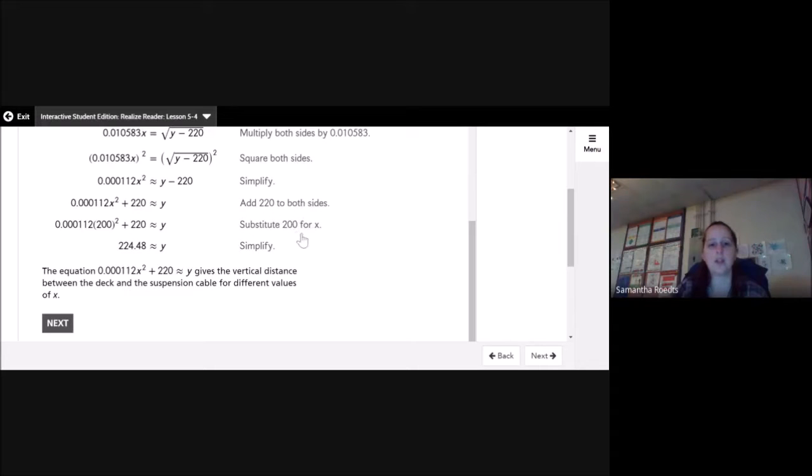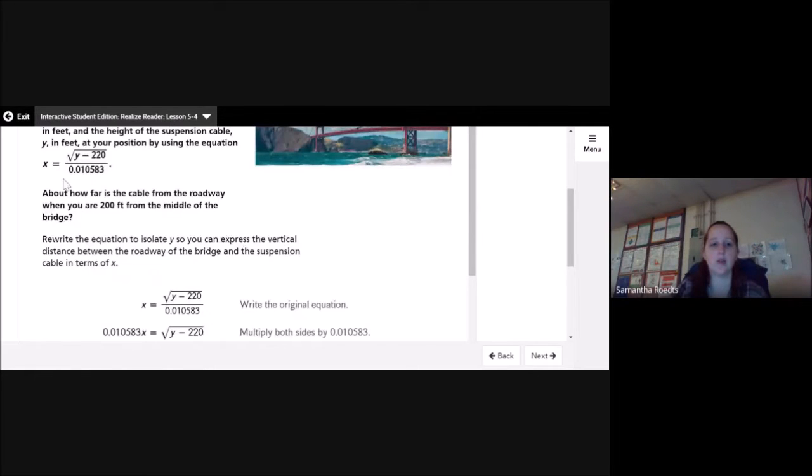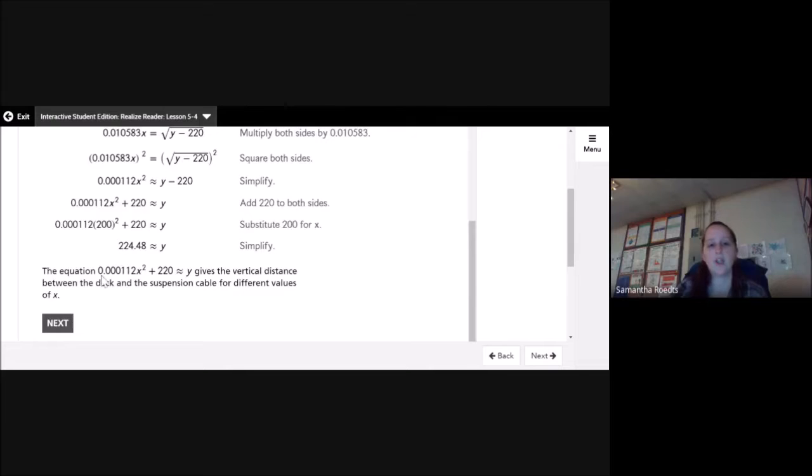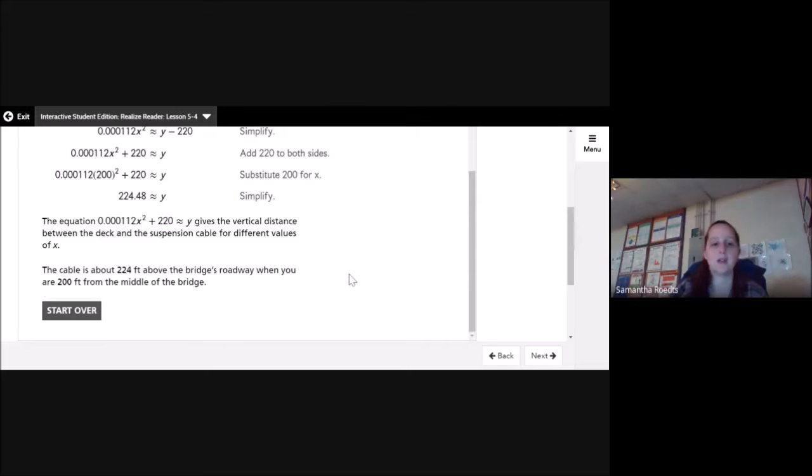And then they substituted 200 for x. So the equation 0.000112x squared plus 220 is approximately y, which gives the vertical distance between the deck and the suspension cable for different values of x. Substituting 200 gives about 224.48, so the cable is about 224 feet above the bridge's roadway when you are 200 feet from the middle of the bridge.